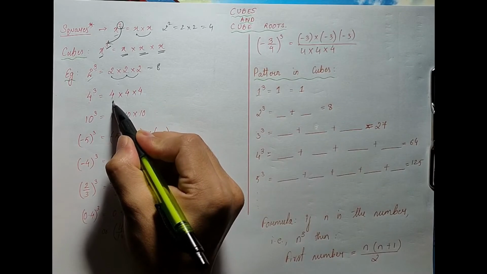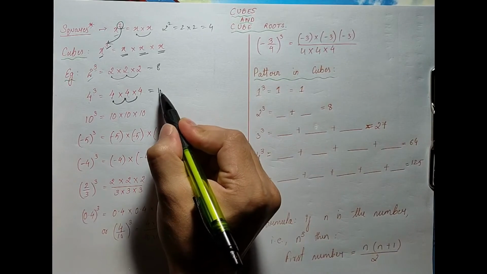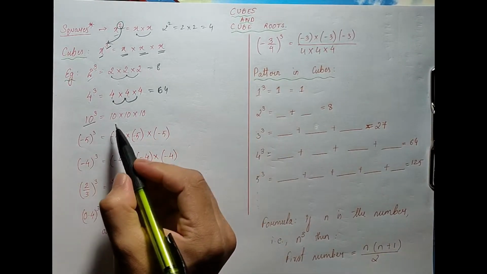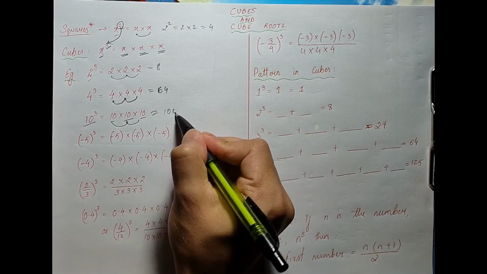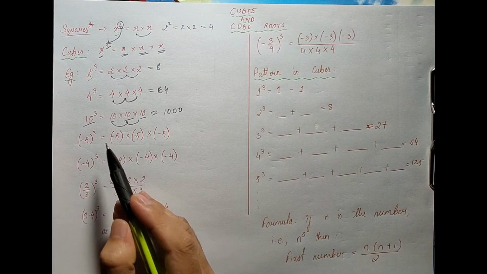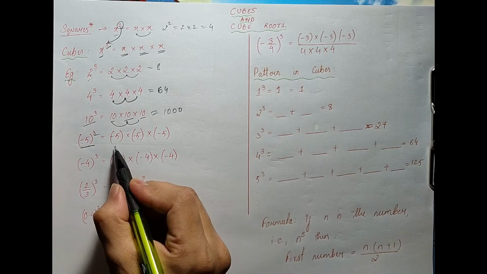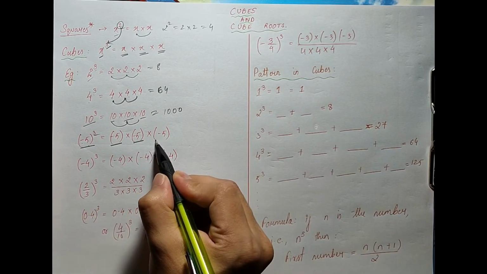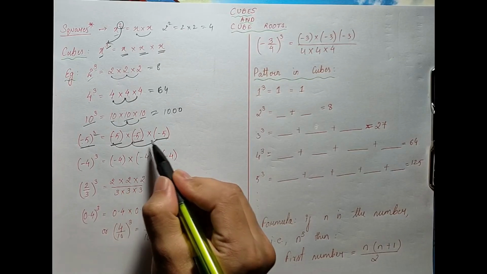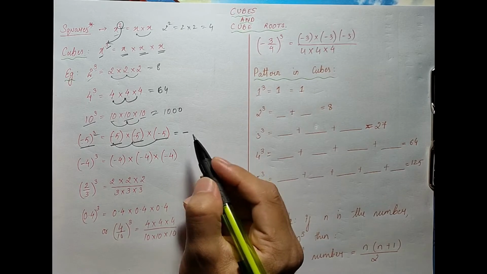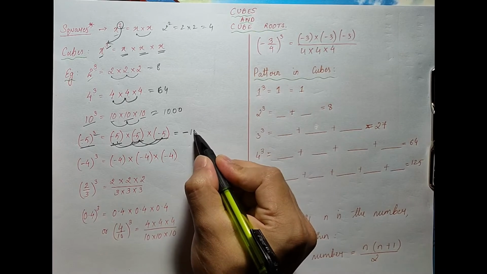Similarly 4 cube is nothing but 4 into 4 into 4, which is 4 4s are 16, 16 4s are 64. And 10 cube, which is 10 into 10 into 10, which is 10 10s are 100, 100 into 10, 1000. We may also have cubes of negative numbers such as minus 5 cube. So again the meaning remains same, that is minus 5 into minus 5 into minus 5. Now minus minus is plus, into minus is definitely a minus, and 5 5s are 25, 25 into 5 is 125.